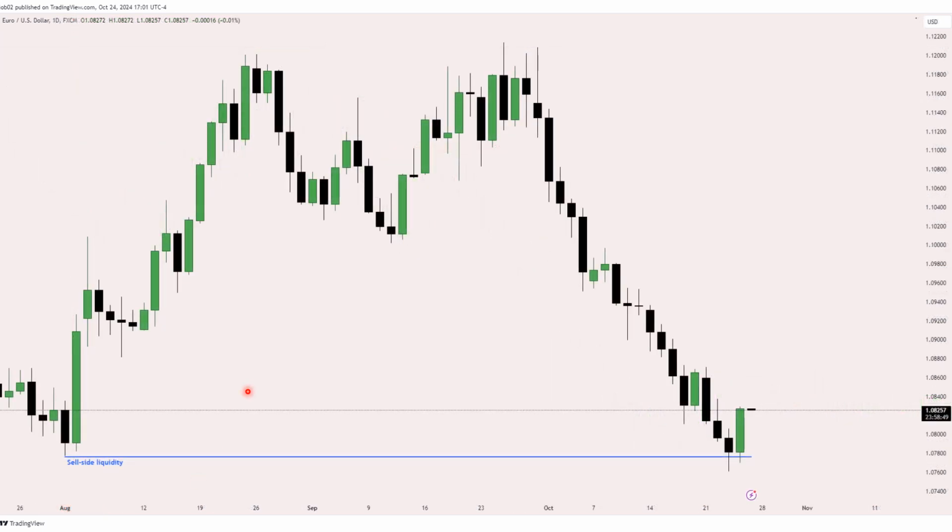In the fourth example, our liquidity pool was this low, meaning we had a bearish bias and buy side liquidity has to be taken before we enter into any trades in the smaller time frame.